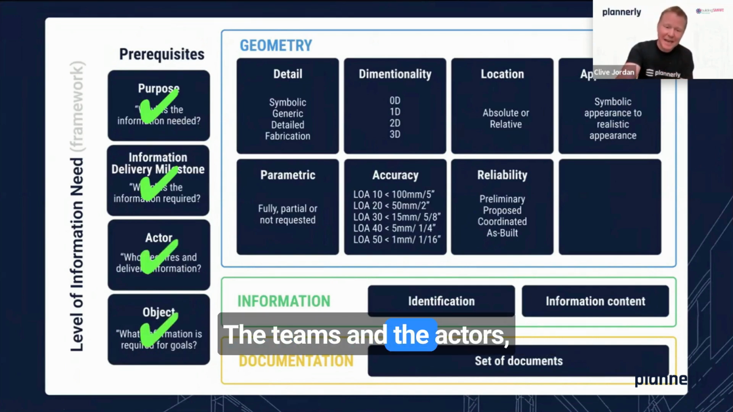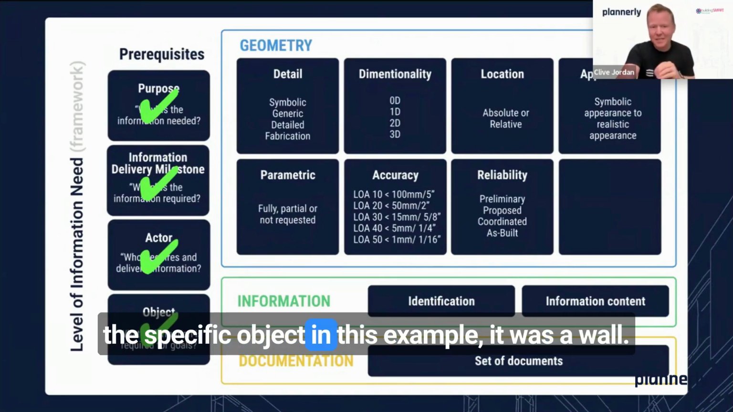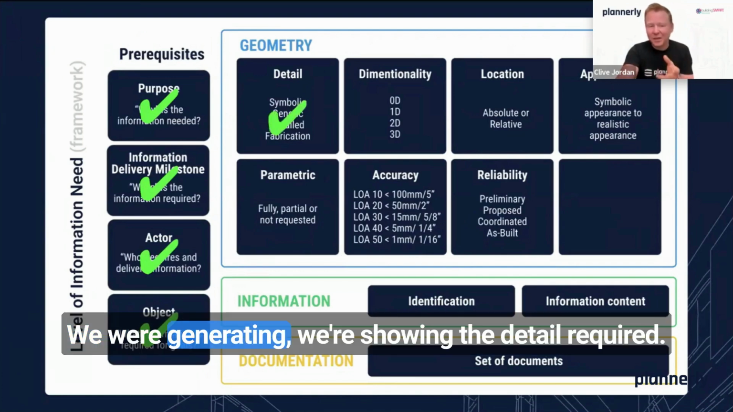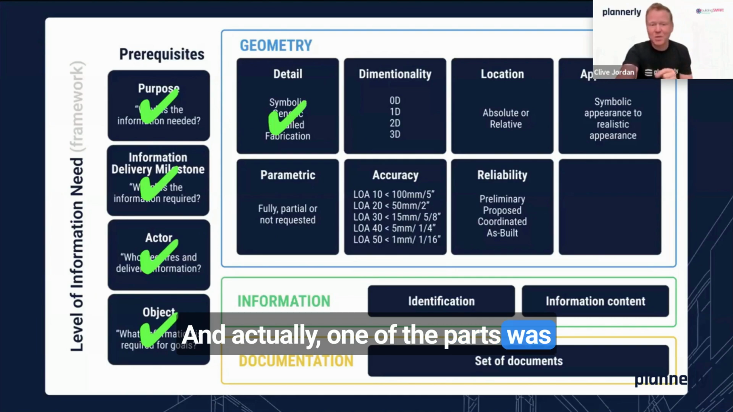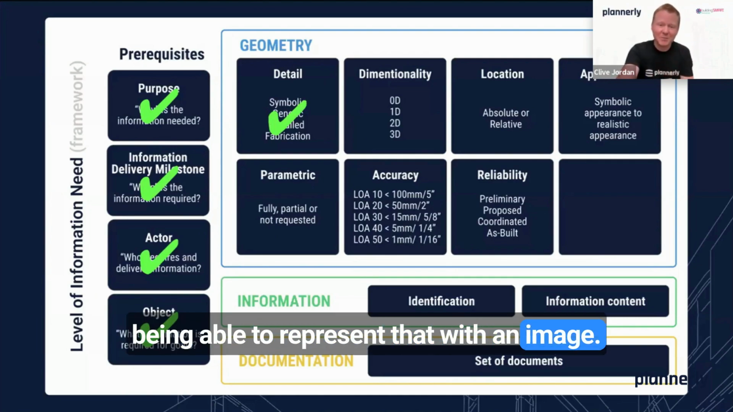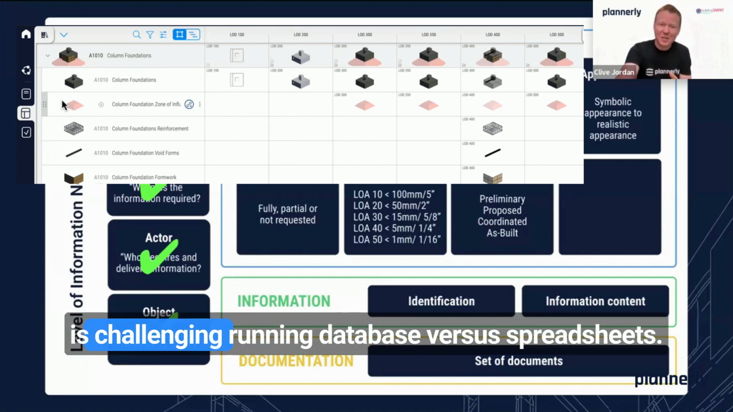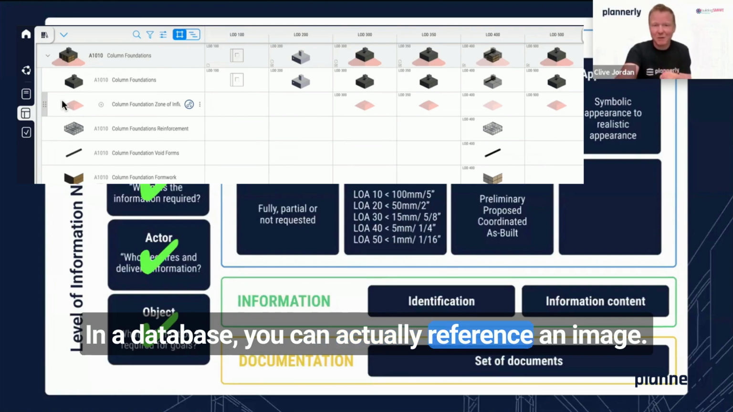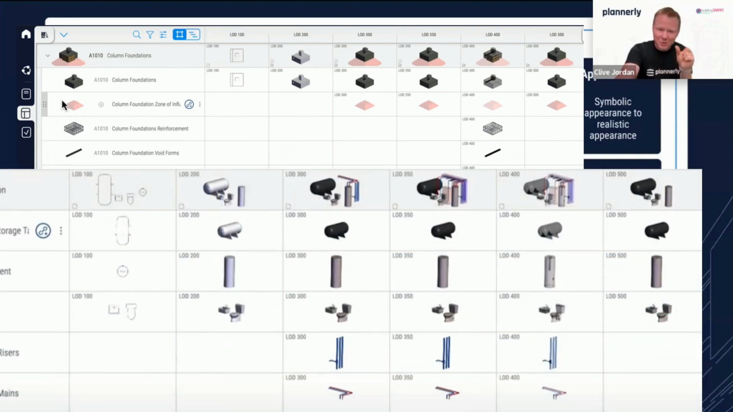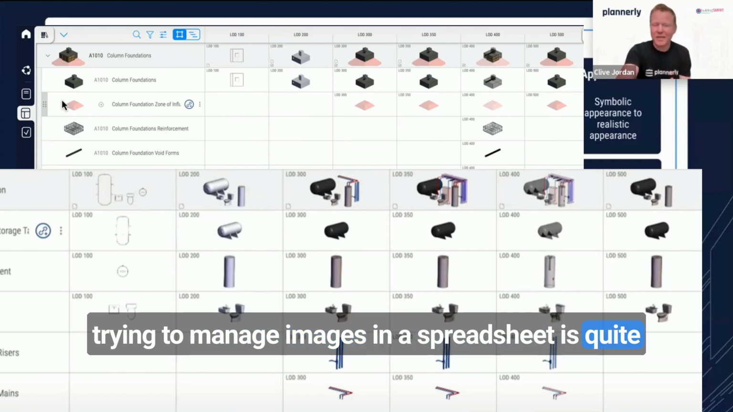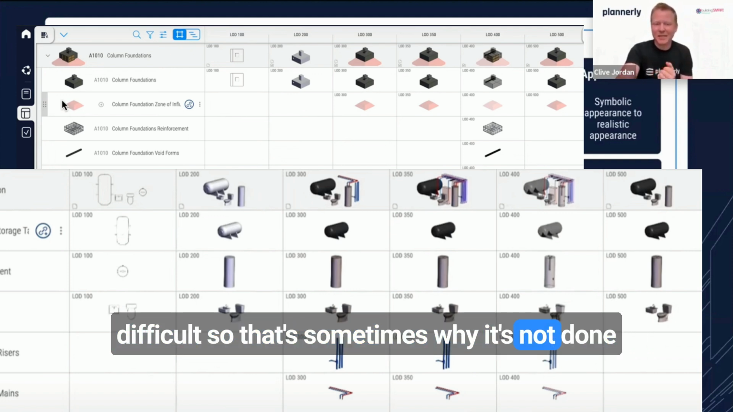The teams and the actors, the specific object, in this example, it was a wall. We were showing the detail required. And actually, one of the parts was being able to represent that with an image. So another thing that is challenging running database versus spreadsheets. In a database, you can actually reference an image. In a spreadsheet, trying to manage images is quite difficult. So that's sometimes why it's not done.